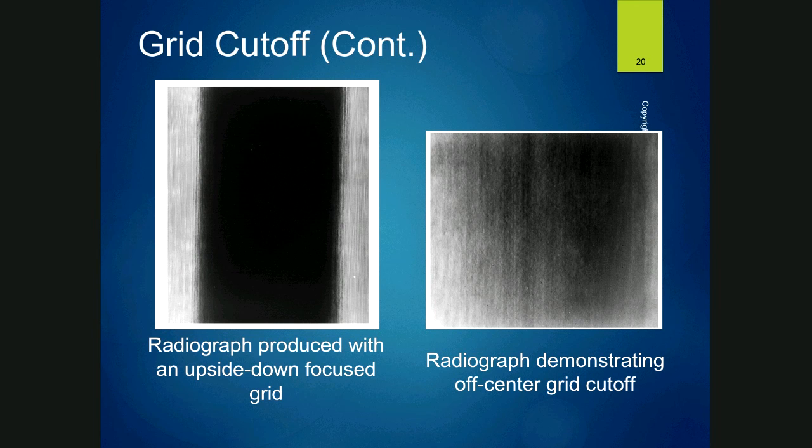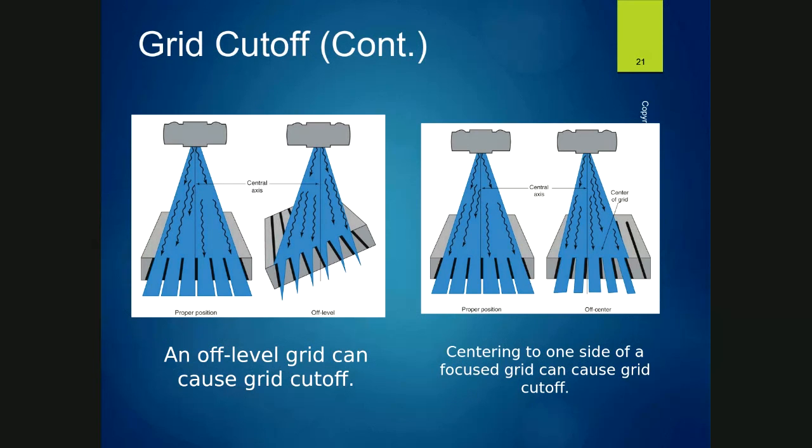In off-level grid cutoff, this is basically what happens. Your grid is not level. This is over here on the left-hand side of the slide. The grid lines are not matched up with the divergence of the beam, and as such, they restrict the access of X-rays to the image receptor, so you don't get as many.